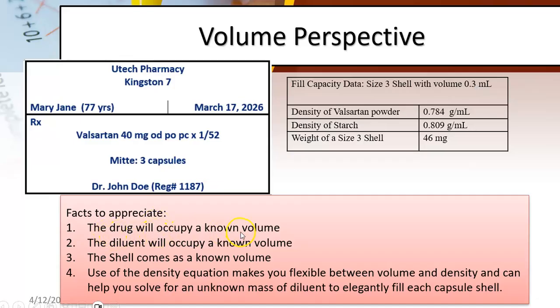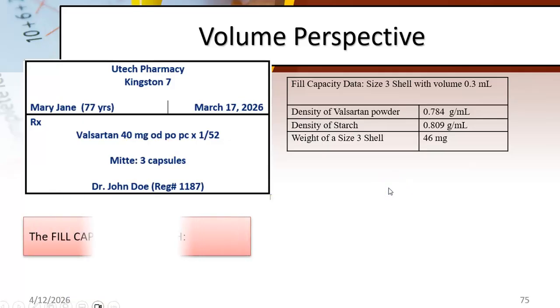So the drug occupies a known volume, that's the fill capacity. The diluent occupies a known volume, that's the fill capacity. The shell comes as a known volume, that's its own capacity. So once you know the density equation, you can easily flex, make anything the subject, and do your solutions.